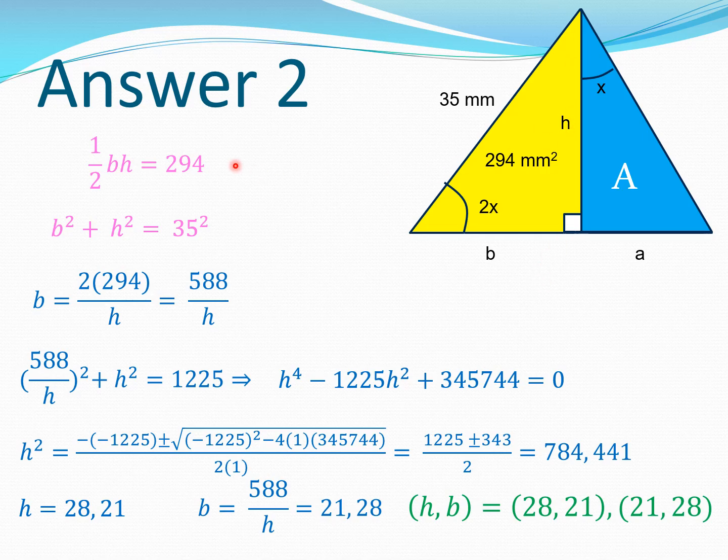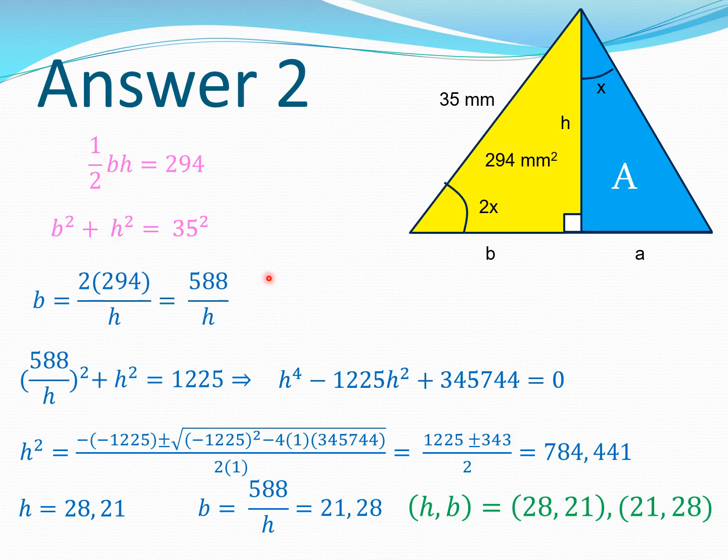So I can immediately write two equations. That is half BH is 294. That's the formula for the area of a right triangle. Remember, if it was a rectangle, it would be BH, so half of that, half BH, is 294. The second equation I get is from Pythagoras theorem, which gives me b square plus h square is 35 square. Now I have these two equations in pink which I could solve.